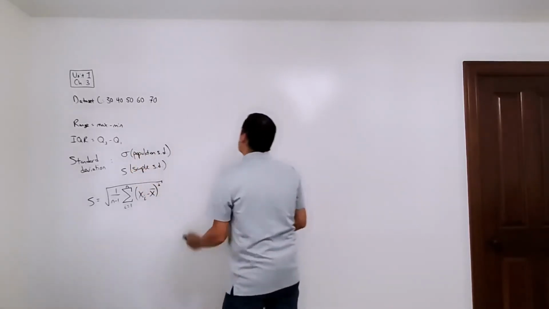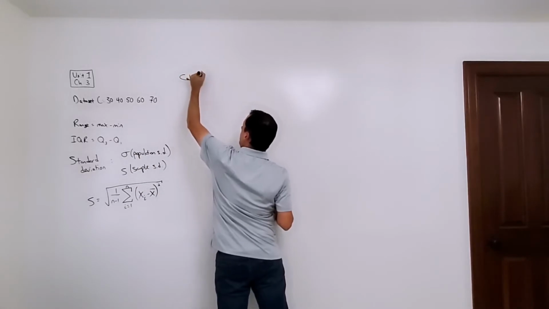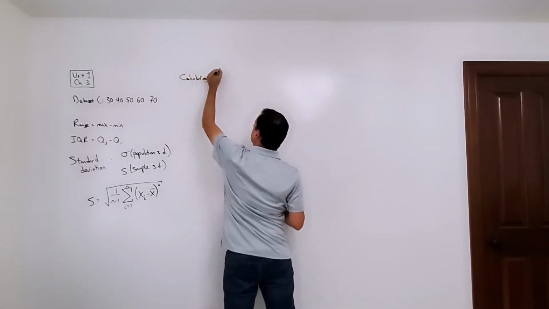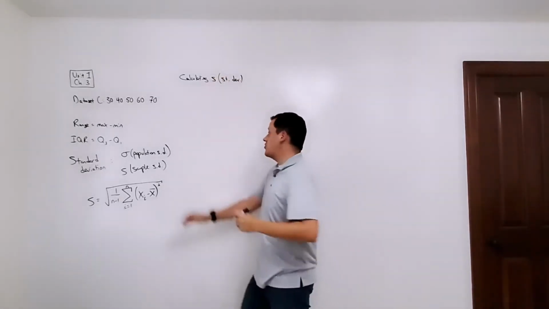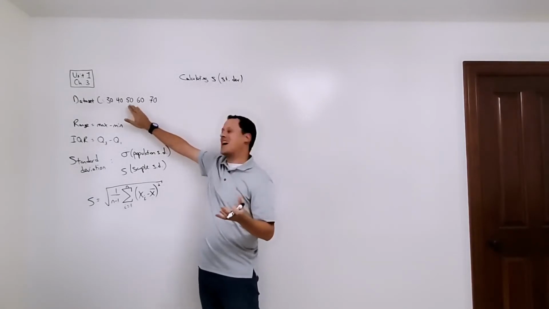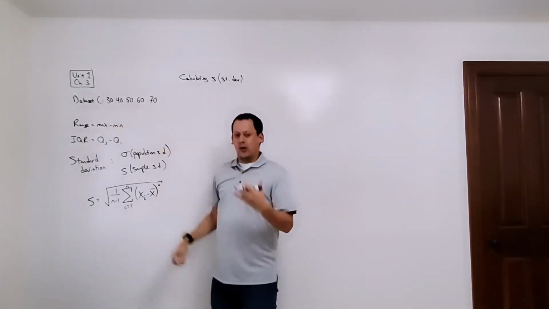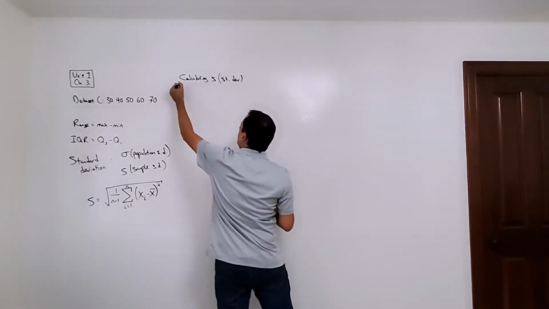Step 1. So we're calculating S, sample standard deviation. So we're assuming that this is a sample, and like I said, 99% of the time, if we're given a data set, we're saying it's from a sample. Okay, so step 1.